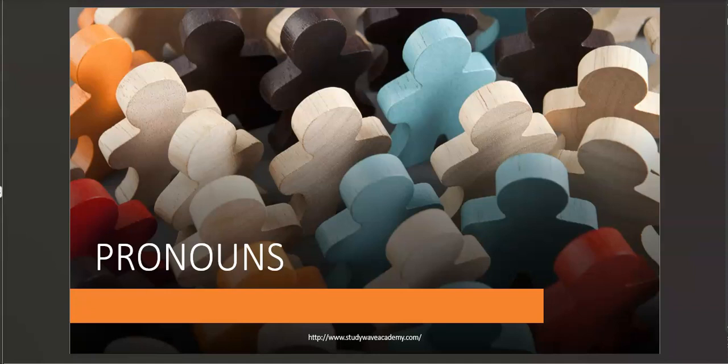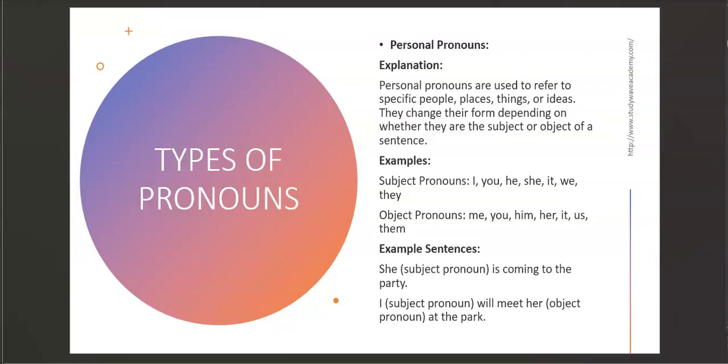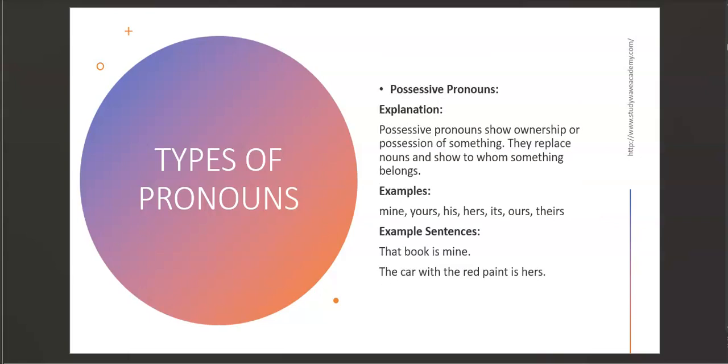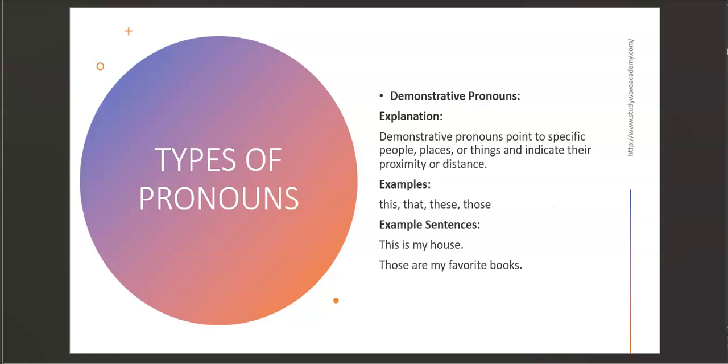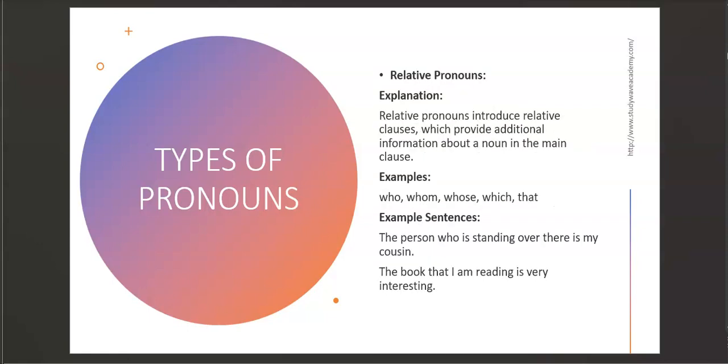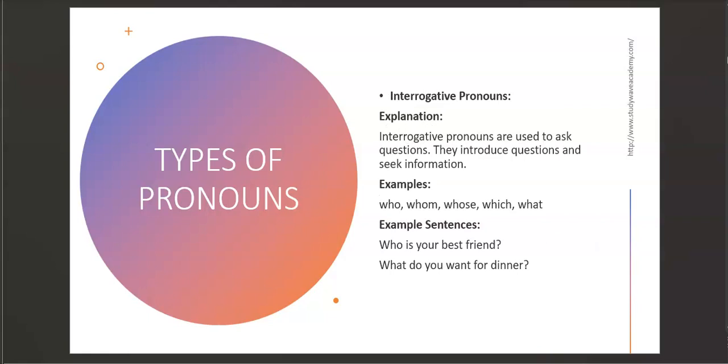So I've given you examples like the personal pronouns. I've talked about that. I've talked about the possessive pronouns. I've talked about the demonstrative pronouns. I've talked about the relative pronouns, and I was talking about the interrogative pronouns, where I said with the interrogative pronouns they just ask questions. They introduce questions, okay? So for example, who, whom, whose, which, what, they ask questions. So these are pronouns too.